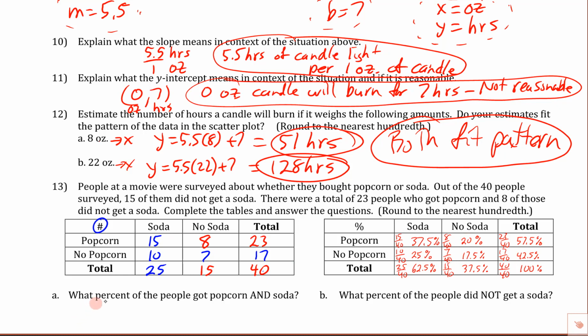We're nearly done. It says what percent of the people got popcorn and soda? So popcorn is a yes, soda is a yes. That's these guys right here. So that's going to be 37.5%. And what percent of the people did not get a soda? So we're just looking at the no soda people. The no soda people would be the 37.5% right here. So it just so happens that on this particular one, both of these work out to be exactly the same number. Just a bit of a coincidence there.